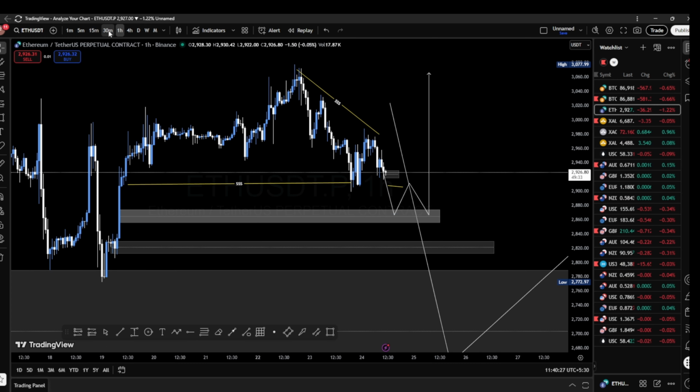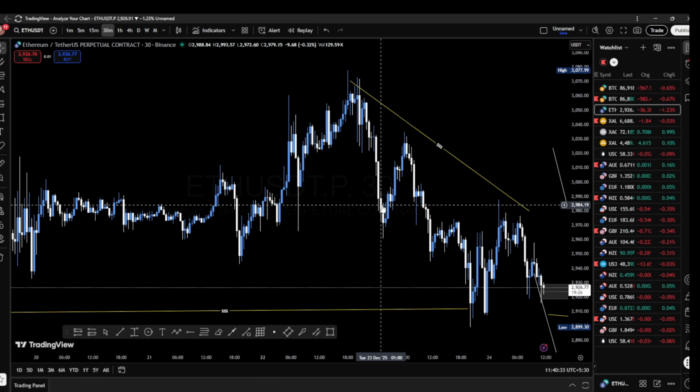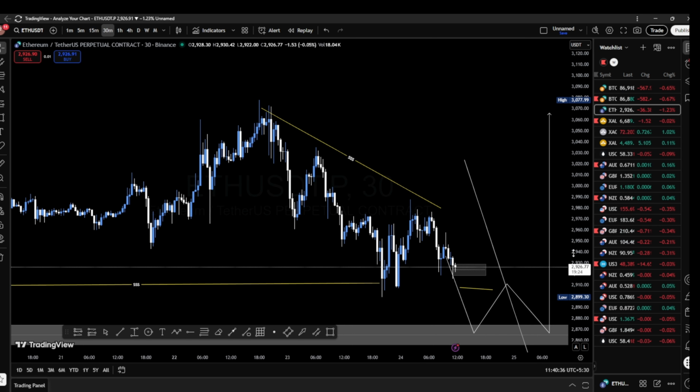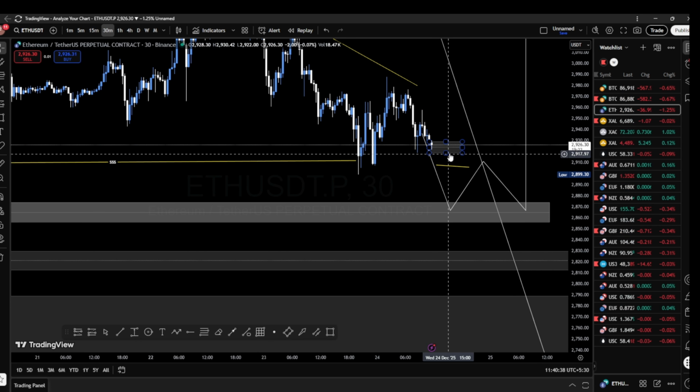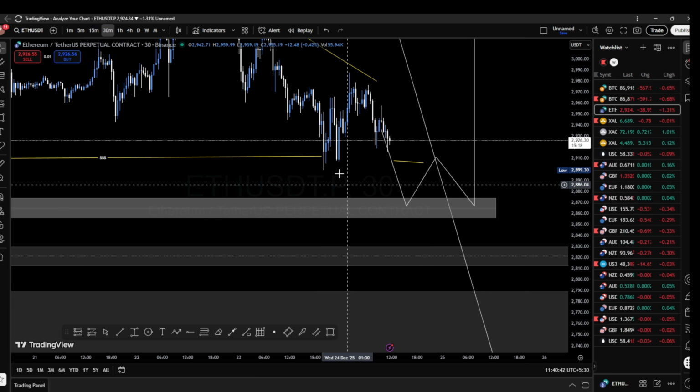And if you want to scalp short, then you have to wait for a break of these zones. Let me remove this. You have to wait for a break of these zones.